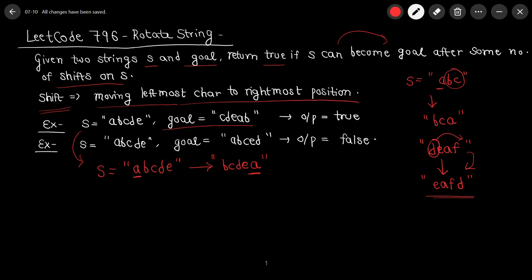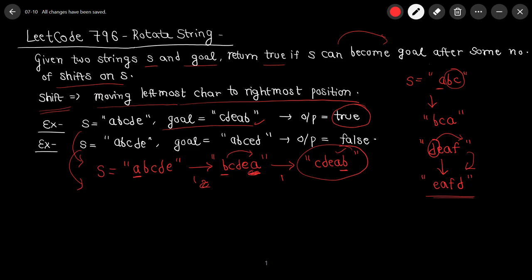It's not equal to our goal, so we perform another shift. Now B is our leftmost. So C, D, E, A remains as it is, and B goes to the rightmost position. Now you can see both of them match. So that's why we return true, because we reached our goal by performing two shifts.